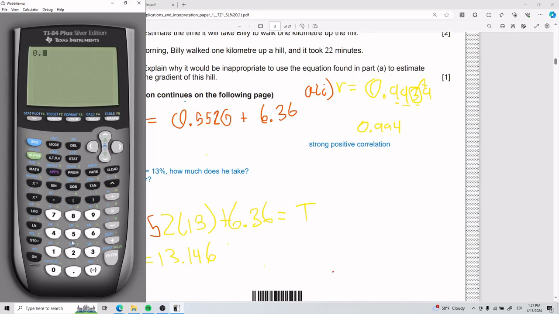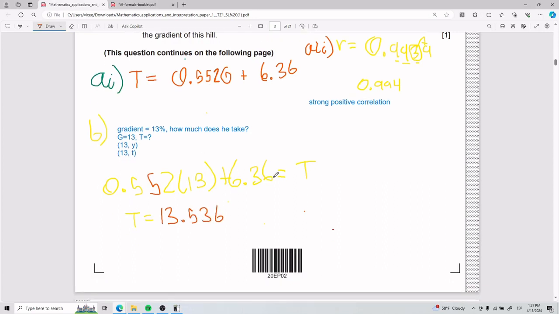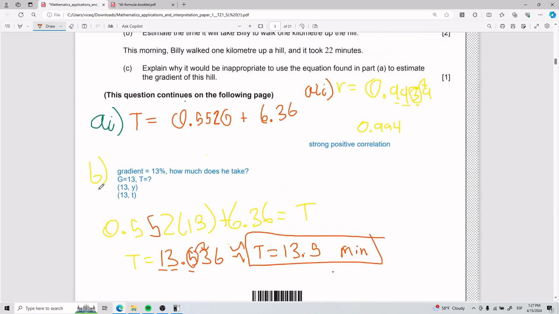Good thing I have the answer key next to me just to double check and make sure you guys get the proper procedure. Okay, I messed up again. Look at that. Boom. All right, that makes more sense. So T is going to be just about 13.536. Now, because this is in time, you can think about it as T being equal to 13.5 minutes. All right? So that is for part B.